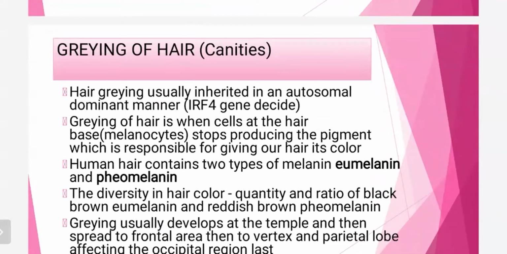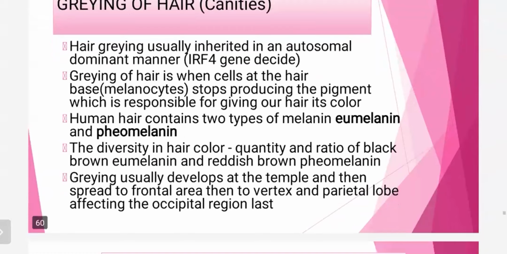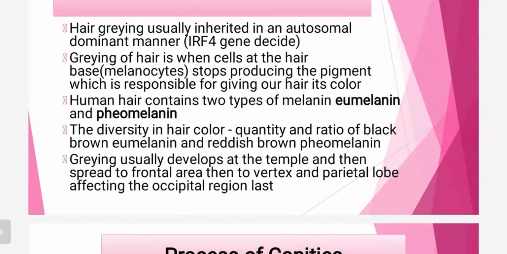So in the pathogenesis, it is mainly due to the inability of the hair cells to produce melanin. In human hair, there are two types of melanin, eumelanin and phenomelanin. You can see the hair color in Indian people is different from Europeans and Americans. This diversity is mainly due to the amount of pigments in the hairs. The diversity in hair color depends on the quantity and ratio of black-brown eumelanin and reddish-brown phenomelanin. The eumelanin and phenomelanin are normally present in the hairs, and the amount determines the color of the hair. The brownish red color is mainly due to the presence of phenomelanin, and black color is due to the eumelanin.